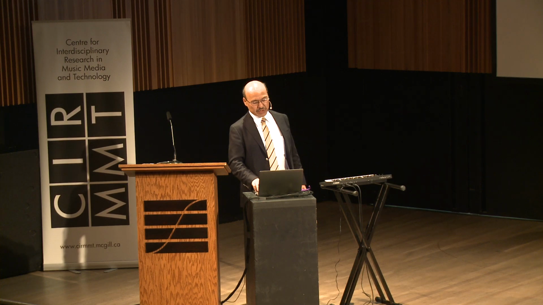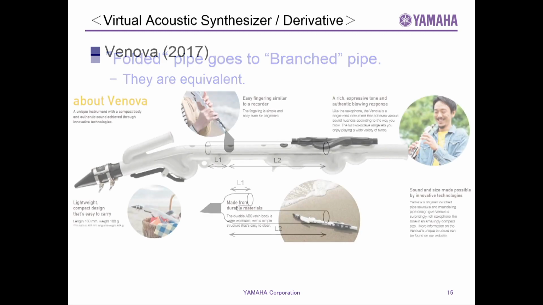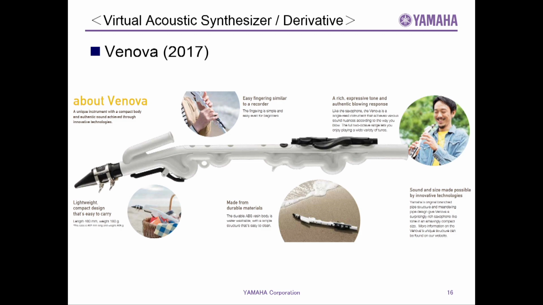But we are now making a derivative of the VL idea. A straight horn having L1 and L2 lengths can be emulated through the straight form. And this is equal to a branched pipe. The above chart and the below chart are the same acoustically. Then we make an actual musical instrument product.